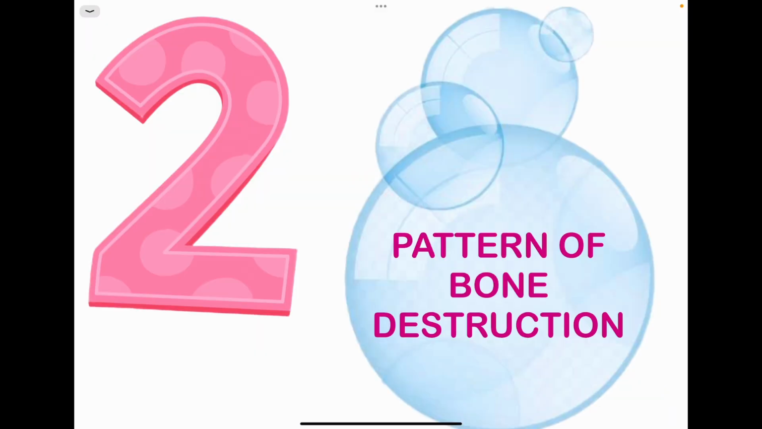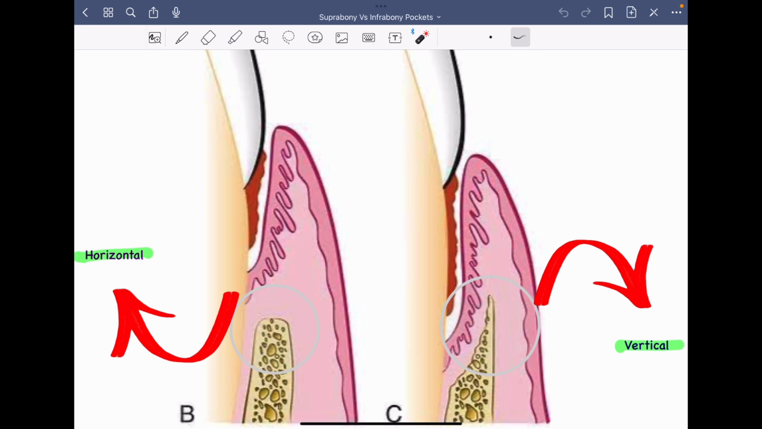Moving on towards the second point of differentiation, that is on the basis of pattern of bone destruction in suprabony versus intrabony pockets. Our first figure is the suprabony pocket, and this is our intrabony pocket. Here we can see the bone loss. Take a note of the bone loss. This is the alveolar bone. Here there is a horizontal bone loss which is occurring.